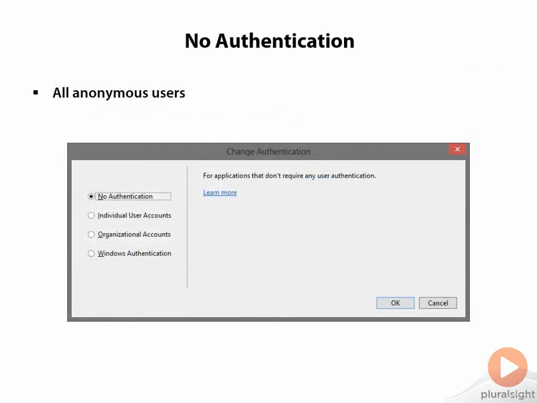The first option is No Authentication. This is when you want to build a website that doesn't care who the visitors are. It's open to anyone, and every person can access every single page. You can always change that later, but the No Authentication option means there will not be any features included to identify users coming to the website.